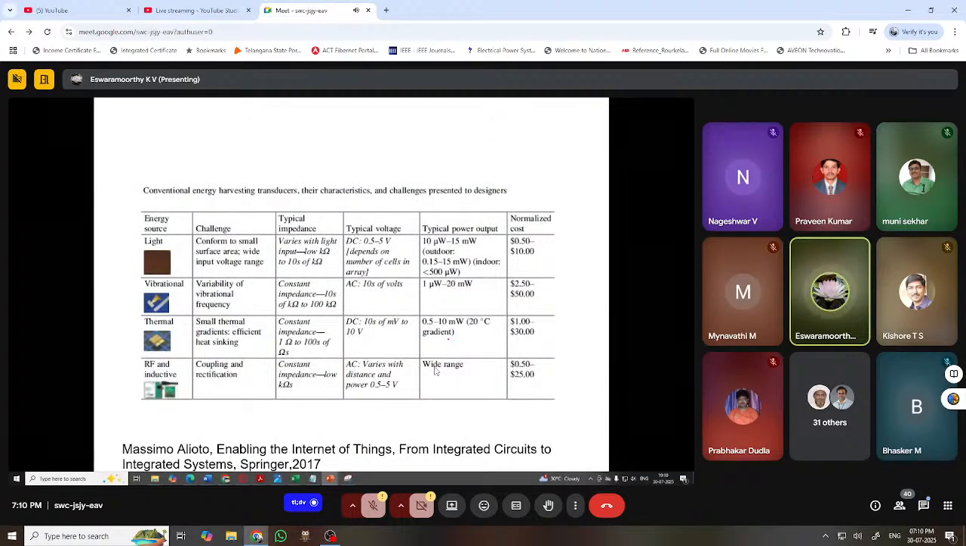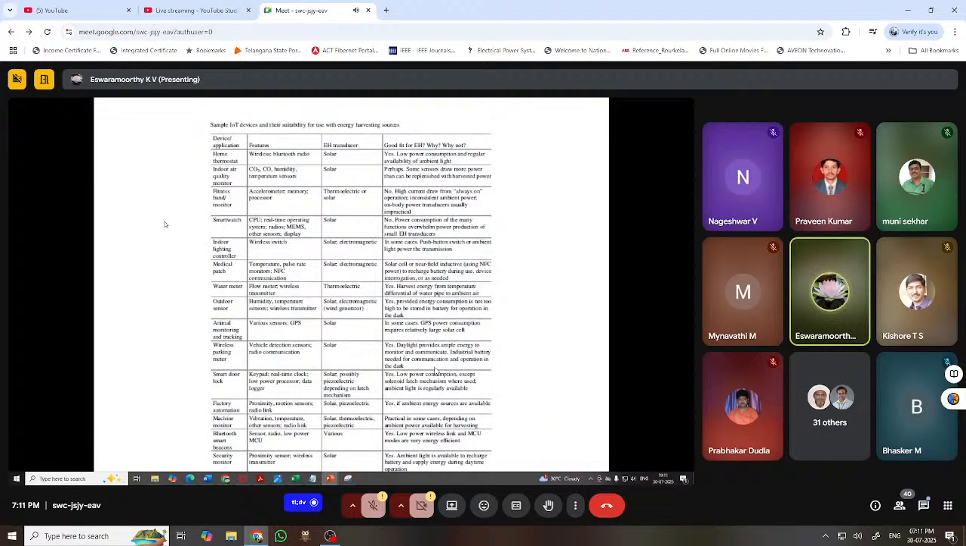Now, what are the conventional harvesting transducers? What are the characteristics? For example, if you take light, it is conformal to a small surface area with a wide range, and the impedance is low, kilo ohm to tens of kilo ohm. These are the typical voltages. Then what is the normalized cost and typical power output? From this we can use it for our application, whether thermal, vibration or light. And these are some suitability examples.